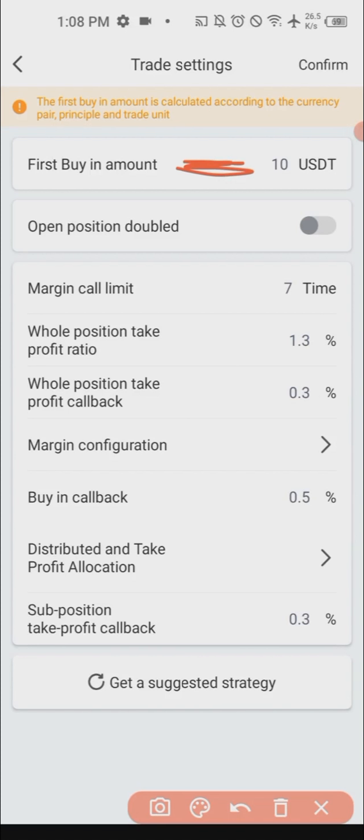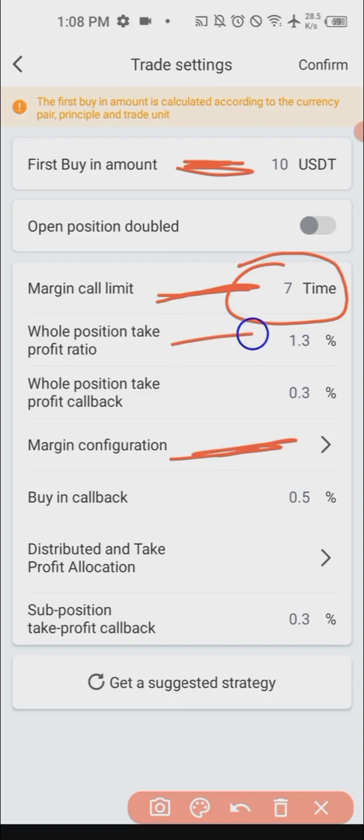Now, the next thing we say is this margin call limit. I'll jump this to explain other things because this is where we'll set its margin configuration. However, you can see this one, whole position take profit ratio. What this means is I'm entering the market with $10. Once the price increases by 1.3%, what happens? I want to take profit. Simple instruction. I'm entering the market with $10, but once the price increases 1.3%, I want to take profit.